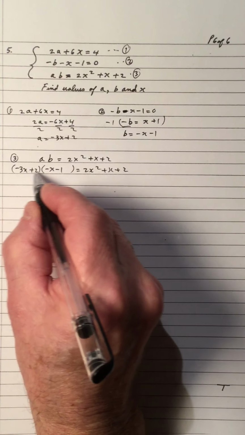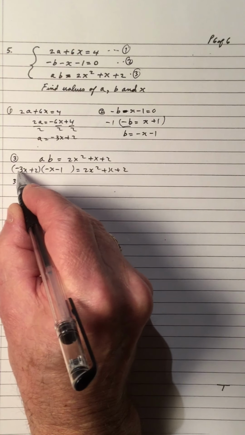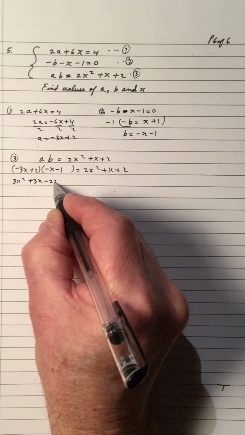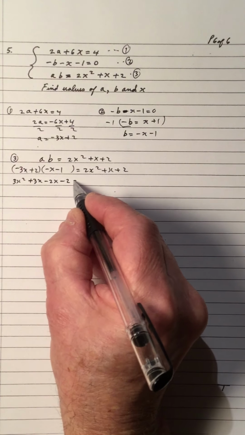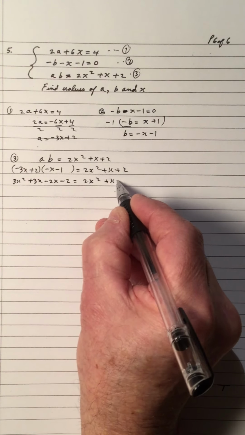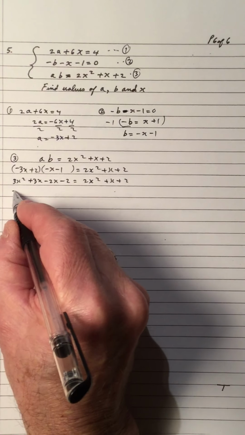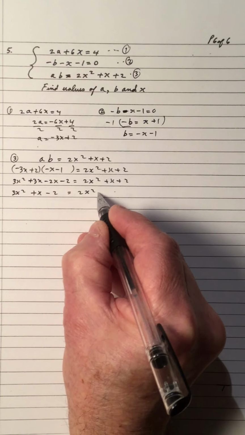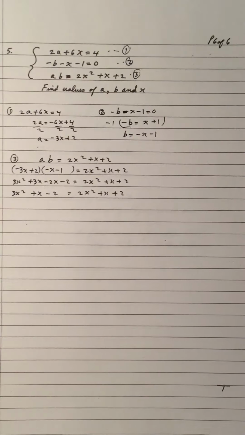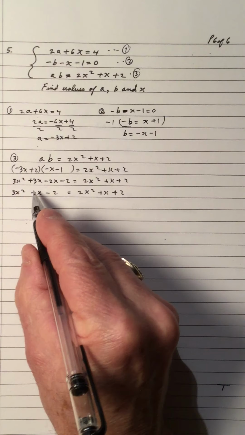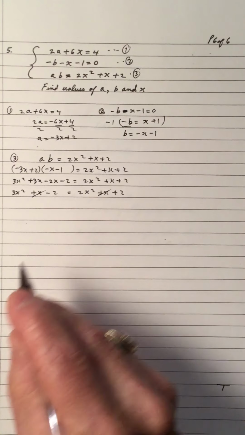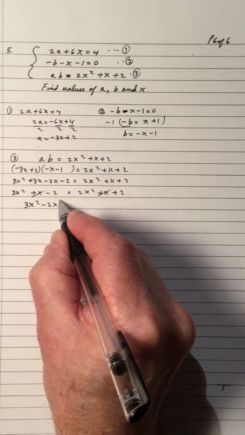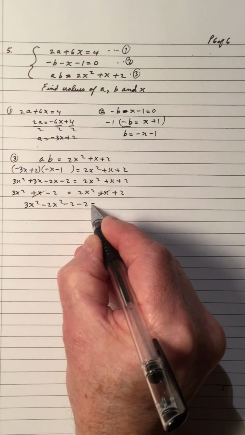Multiply by FOIL. Negative 3x times negative x is 3x squared. Negative 3x times negative 1 is 3x. 2 times negative x is negative 2x. 2 times negative 1 is negative 2. So that's simplified. Now I'm going to simplify further by combining the terms. Again, simplify each side first, so you have less to transpose. Notice I have x on each side, so because I have an equation, I can cancel them out. So that means 3x squared minus 2x squared minus 2 minus 2 equals 0.